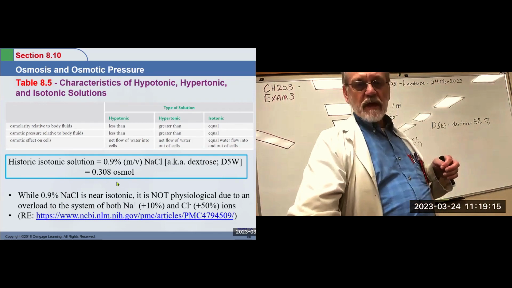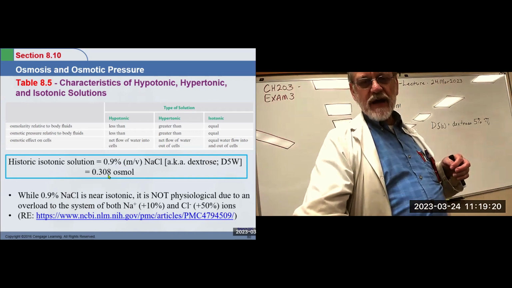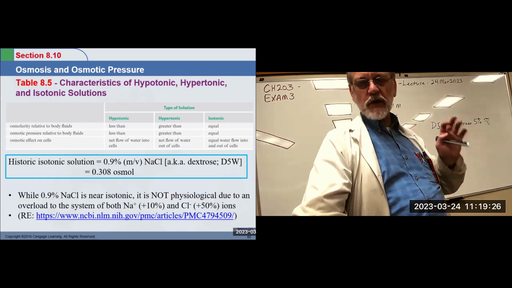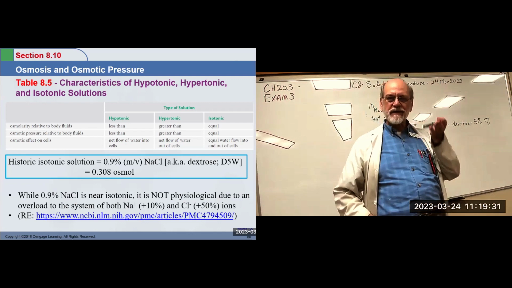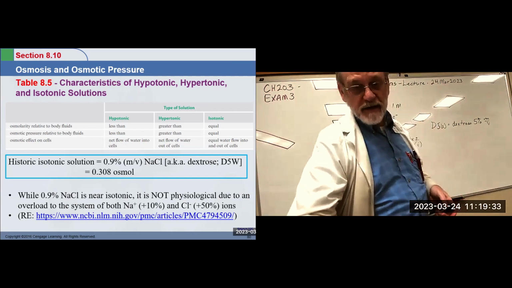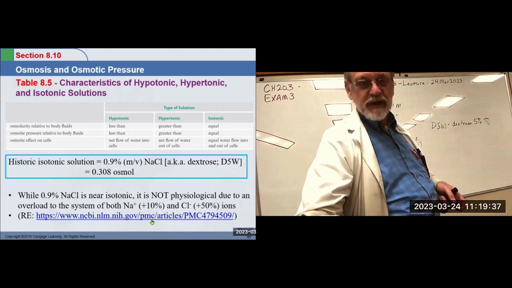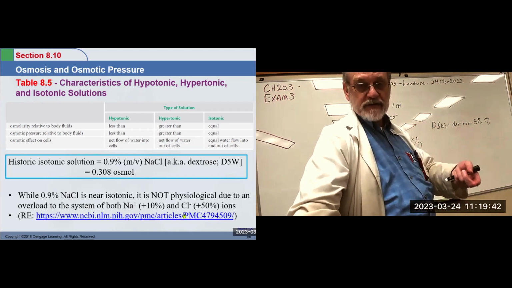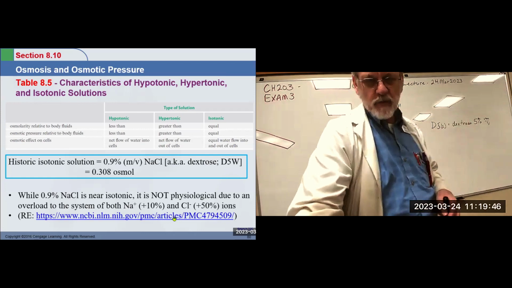Oh, here it is. 0.9% sodium chloride is 0.308 osmolar. So the D5W is 0.275, which is closer to ideal. So 0.9% sodium chloride is a little high. And here's a reference right here that talks about the flooding of your system with sodium and chloride if you use the 0.9% sodium chloride. So you can go to that site if you want to learn more about it.